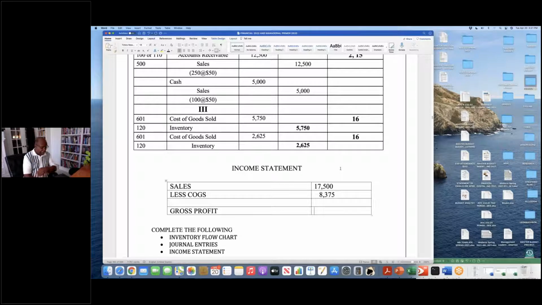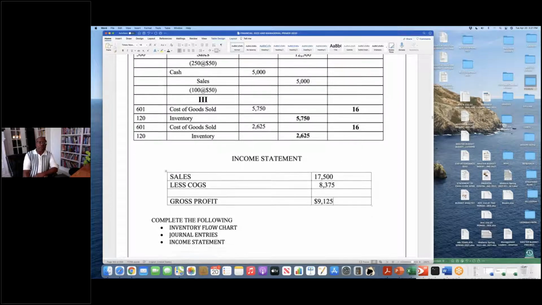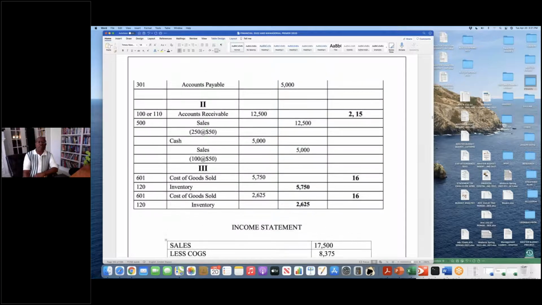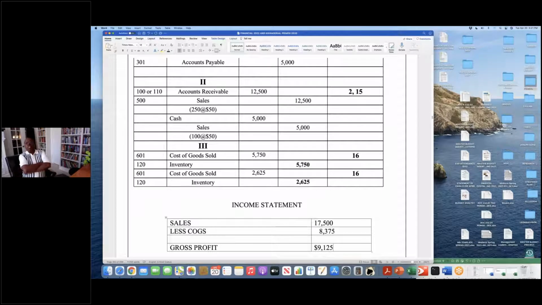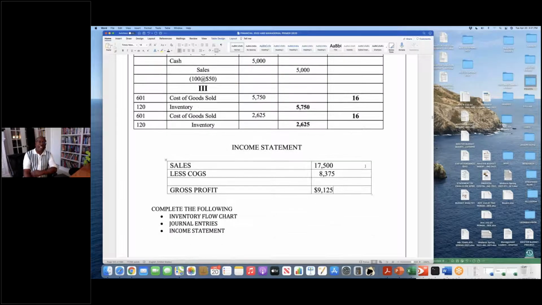Isn't it 9,125? Looks like a good number to me. Okay, so this is what you have to do on Thursday. But of course, on Thursday we'll work one before the quiz. We don't want you to come in there and get frustrated and forget.